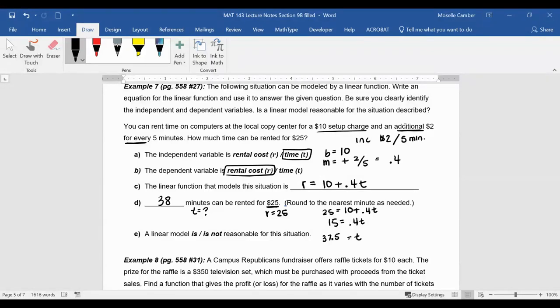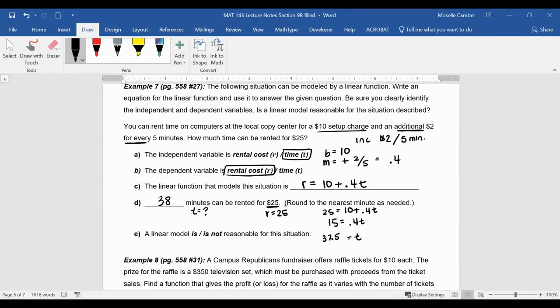minutes. Now, of course, 38 minutes is actually going to be a little bit more than $25, right? Because we rounded up. Realistically, you would have rounded down so that you can ensure it is less than $25. That's not what it told us to do, so since it's telling us what to do, it's just 38.